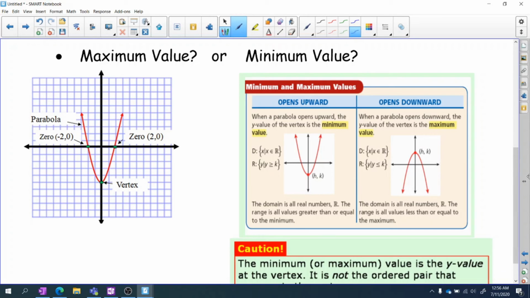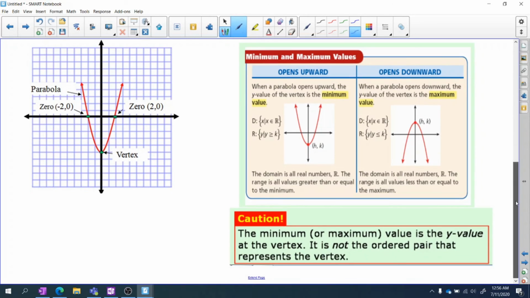So it says down here, caution. The minimum or maximum is the y value at the vertex. It's not the ordered pair that represents the vertex. So for example, if I go over to this one, I say it is a minimum, and the minimum is y equals 1, 2, 3, 4, 5. Y equals -5. Just means that that's the lowest y value this graph ever takes on.